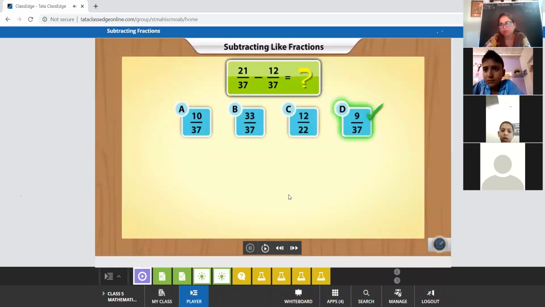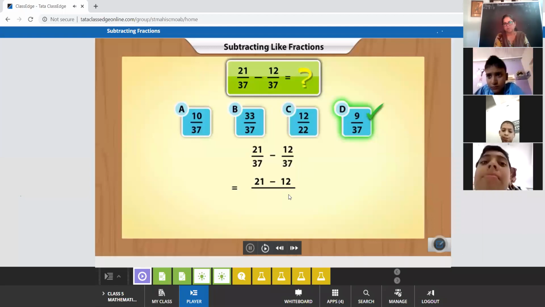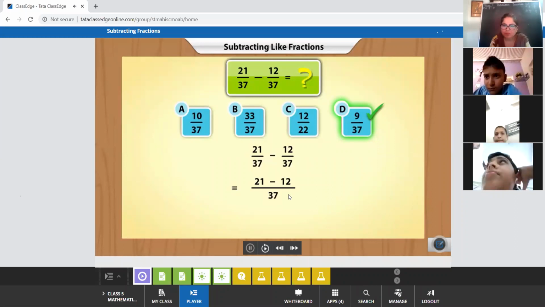Yes. That's correct. To subtract 12 by 37 from 21 by 37, we need to just subtract the numerators and keep the same denominator. So, the correct answer is 9 by 37.